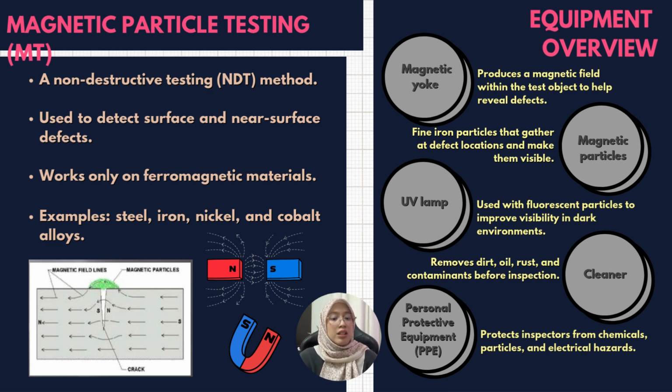For the main equipment included in this testing, the first one is the magnetic yoke. It produces a magnetic field within the test object to help reveal the defects. The second one is magnetic particles, fine iron particles that gather at the defect location to make them more visible. The third one is a UV lamp, used with fluorescent particles to improve visibility in dark environments. And the fourth one is a cleaner, to remove the dirt, oil, rust, and contaminants before the inspection. And the last one is PPE, also known as personal protective equipment. It protects the inspectors from chemicals, particles, and electrical hazards.